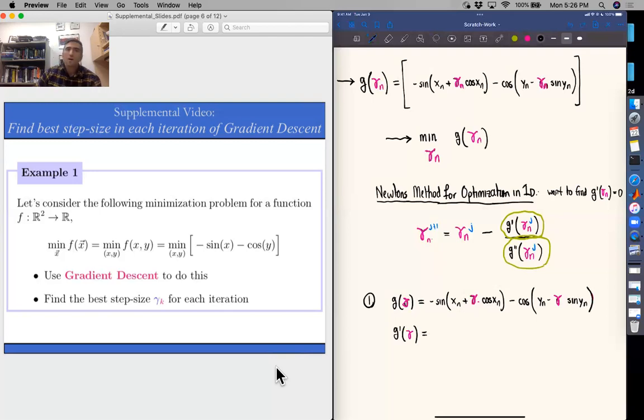So in this case, we get to do a bit of chain rule. First, take the derivative of minus sine. That'll give us minus cosine of everything inside. But then from chain rule, we get to differentiate that inside portion. When we differentiate that inside portion, we just get the derivative of gamma times cosine, and that just gives us a cosine.